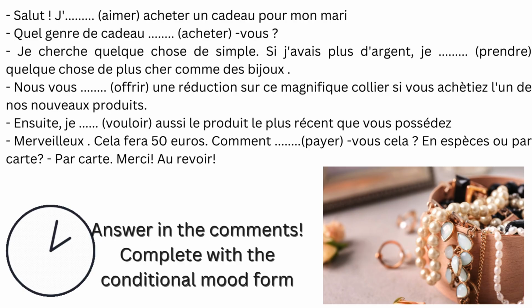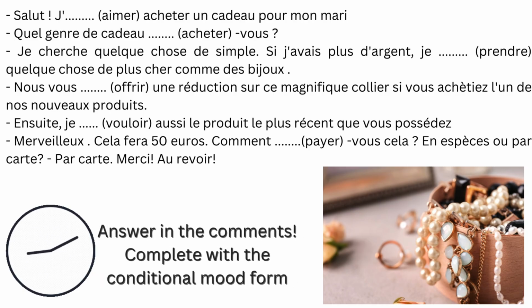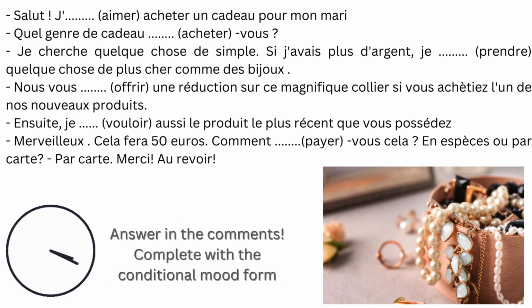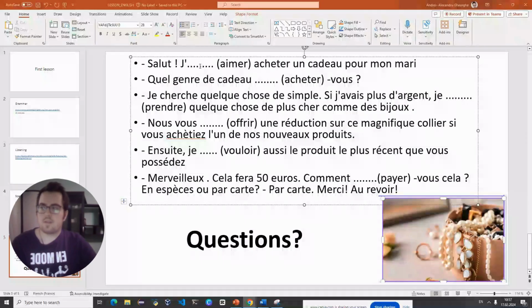All right. Now let's take a look also at this exercise and the solutions. For example, let's take the first. How do you solve this? Let's take the first sentence. Salut, j'ai aimé acheter un cadeau pour mon mari. Now, what do we need to do? We need to complete with the form of the conditional present.